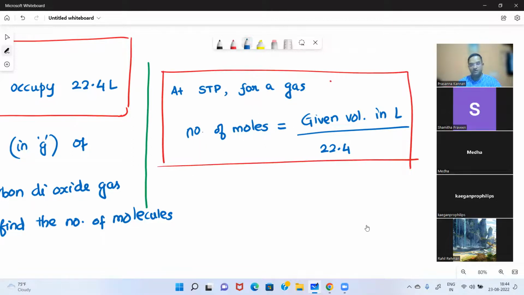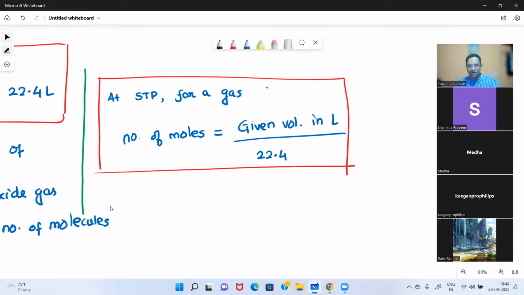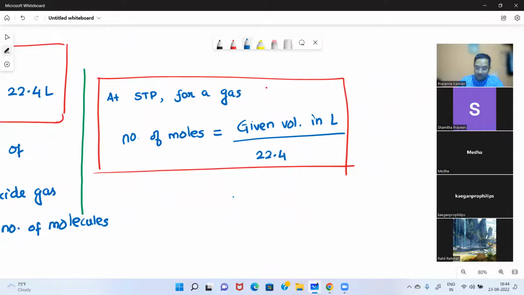Now in this question, how many liters are there? 44.8 liters of carbon dioxide. I need to find the number of moles. So first you write the given volume in liters. What is the given volume? 44.8 in liters divided by 22.4. How much do you think is the ratio? 2. So the number of moles is 2.